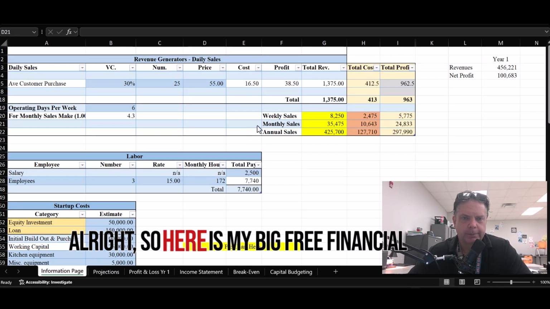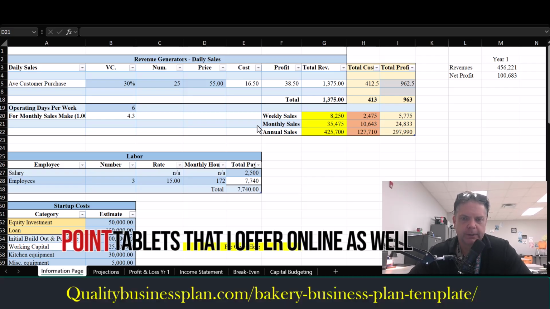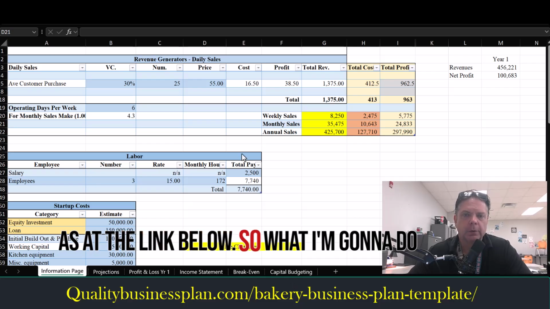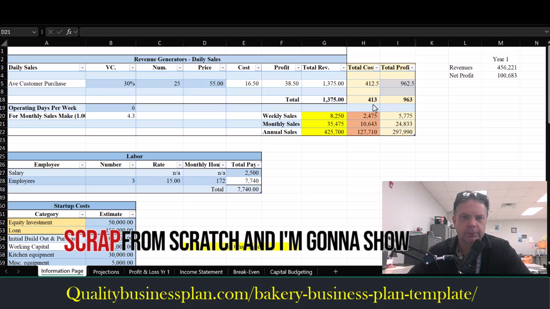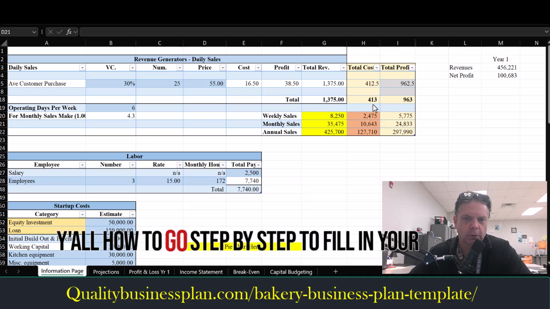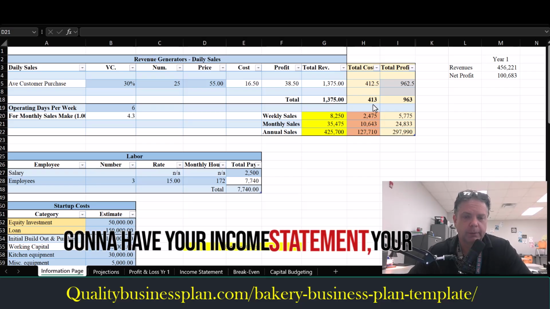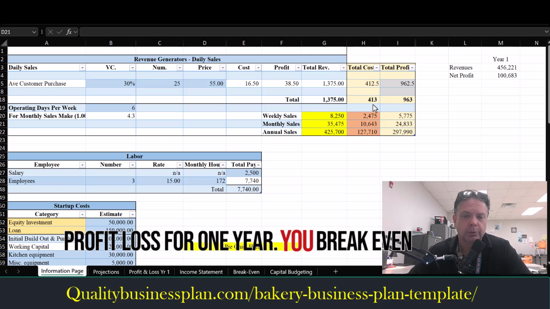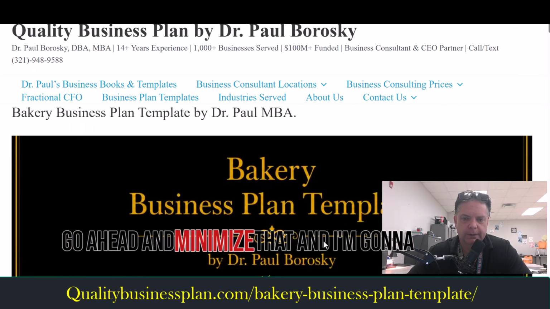All right, so here is my bakery financial projection model that I use in my business plan templates that I offer online as well as at the link below. I'm going to get rid of this document right here and start from scratch, and I'm going to show you all how to go step by step to fill in this model. So you're going to have your income statement, your profit and loss for 1 year, your break even, as well as your business valuation. So I'm going to go ahead and minimize that.